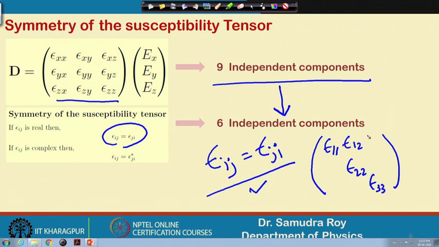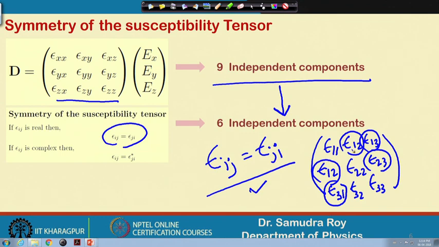Now, 1 2, 1 3, 2 3, these 3 components are the same as here 2 1, and 3 1, 3 2. These 3 components are the same, because if I interchange these indices, they are equal. 1 2 is equal to 2 1, that is why I write 2 1; 1 3 will be equal to 3 1, so I can also write it as 1 3. So, these 3 are the same. That is why I have 6 independent components.